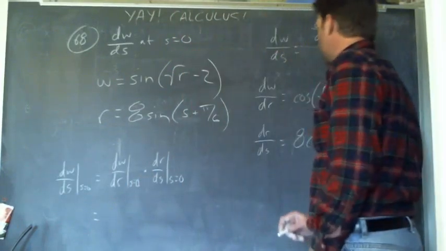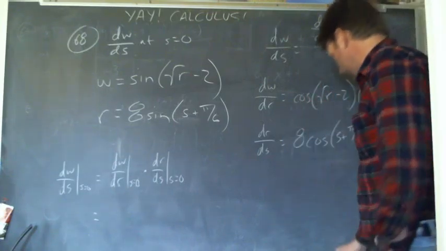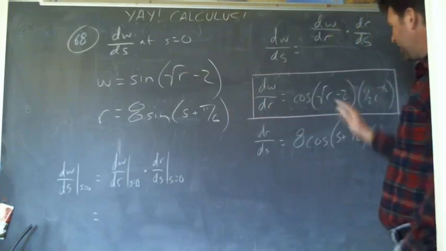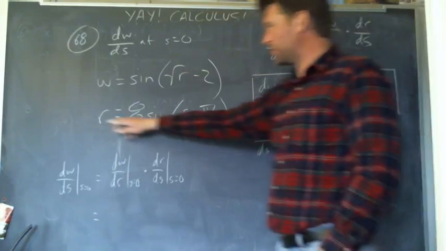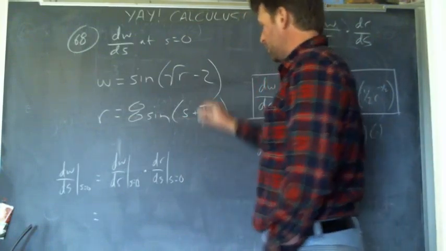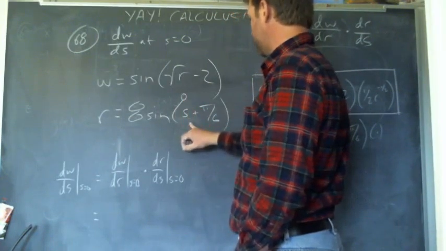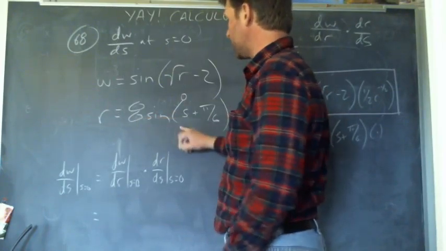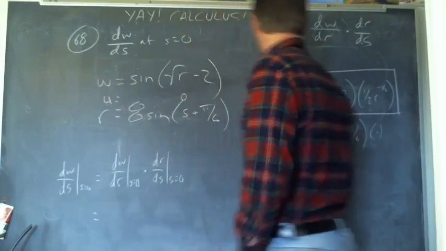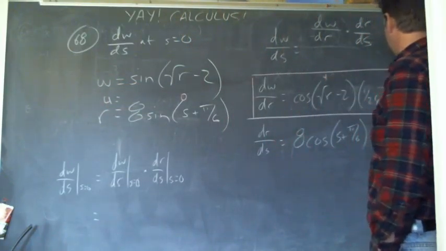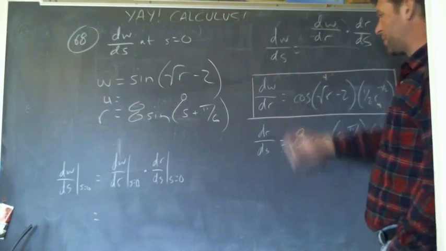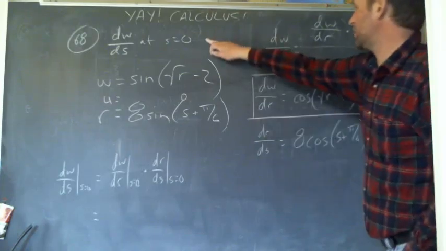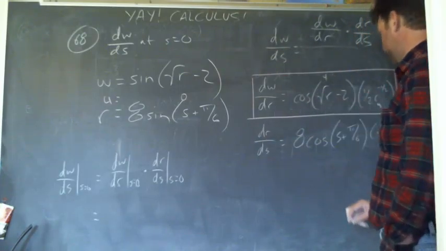Let's evaluate dw/dr at s equals 0. So we want to put this when s equals 0. Pity there's no s in it though, but we can find out what r equals when s equals 0. So we're going to put in our original equation. S equals 0 means that we have the sine of pi over 6. Sine of pi over 6 is 1/2. 8 times 1/2 means that r equals 4. Go ahead and put in 4 there and a 4 there. So our derivative with respect to r when s equals 0 is the same as derivative with respect to r when r equals 4.